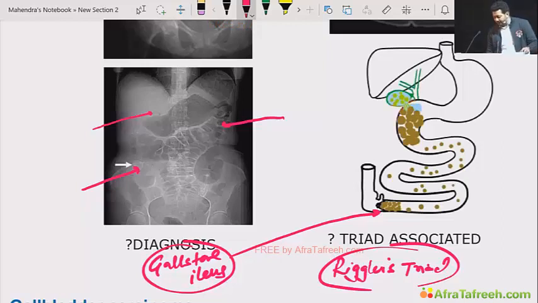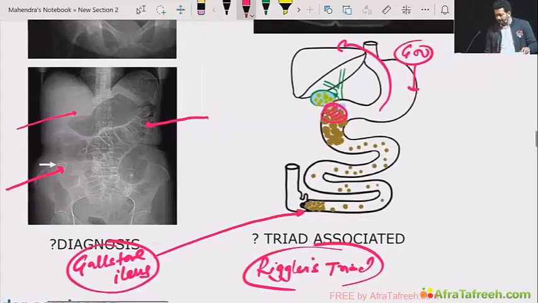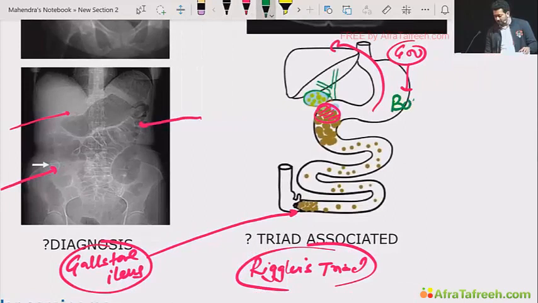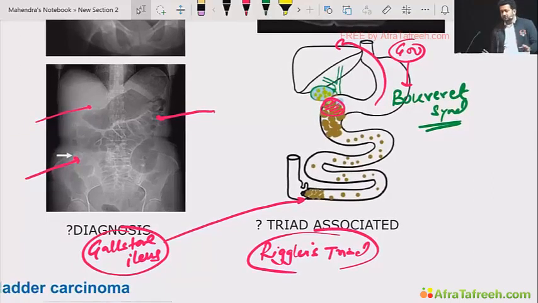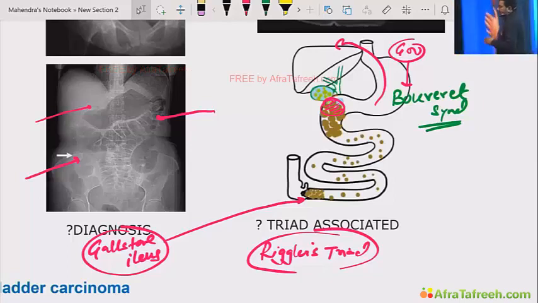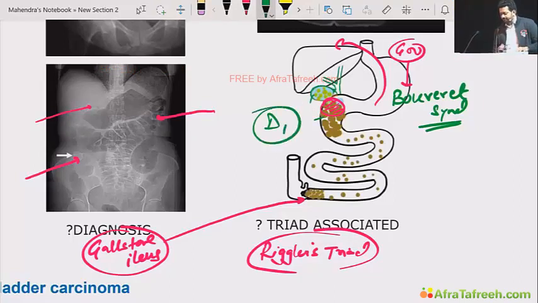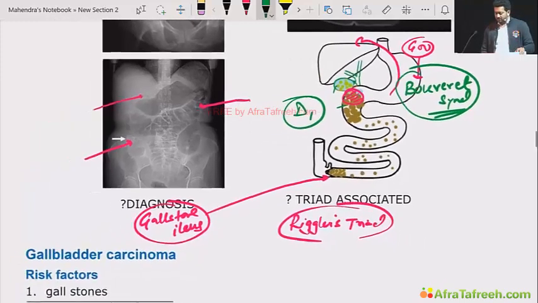Suppose the gallstone causes obstruction in the duodenum only, and this leads to gastric outlet obstruction. What is that syndrome known as? Very important, important MCQ: Bouveret syndrome. So gallstone causing gastric outlet obstruction is Bouveret syndrome. Gallstone causing intestinal obstruction is gallstone ileus. The most common site of gallstone ileus is the terminal ileum. The most common site of the fistula between the gallbladder and the intestine is the first part of the duodenum, where the cholecystoenteric fistula occurs. So remember, Bouveret syndrome is gastric outlet obstruction due to gallstone.